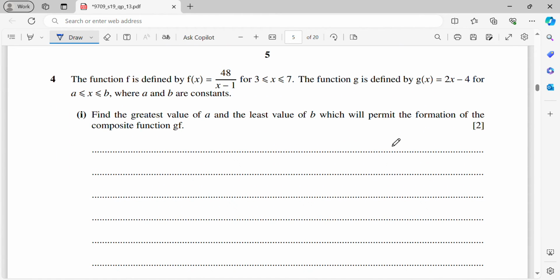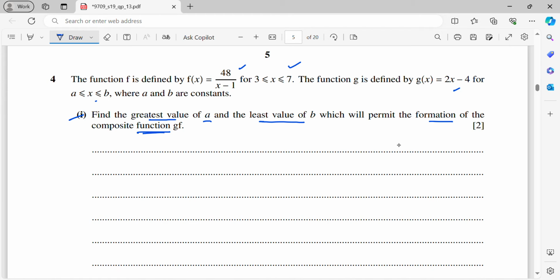Okay, now for question number 4. This is a function f(x), where the x is defined from 3 to 7. g(x) is 2x minus 4, x is from A to B. Now, first part, find the greatest value of A and the least value of B, which will permit the formation of the composite function gf.